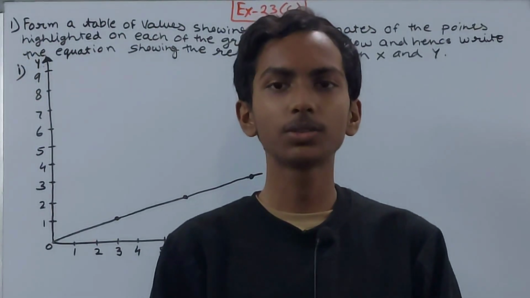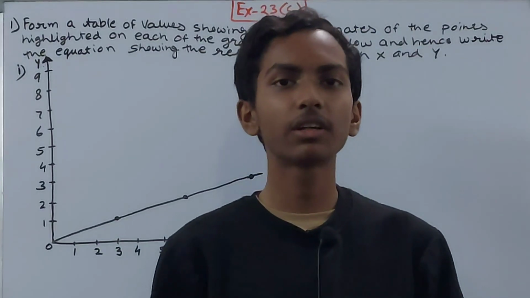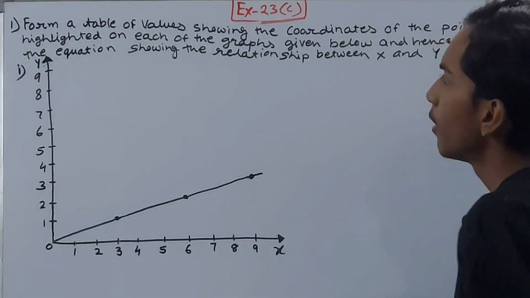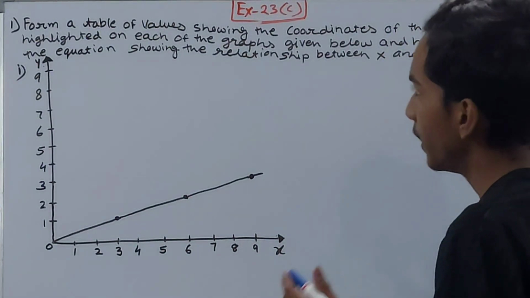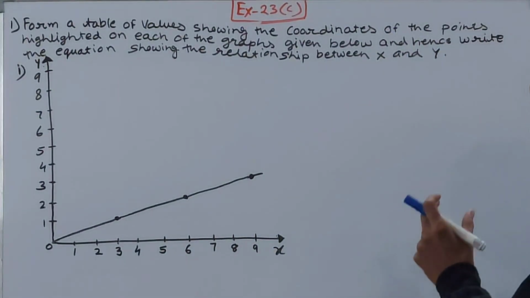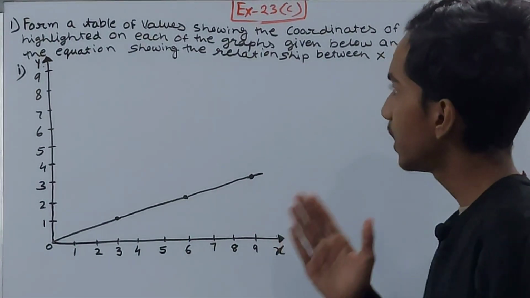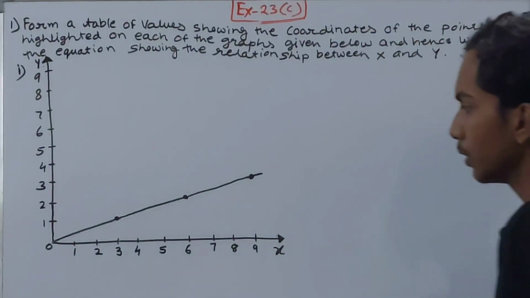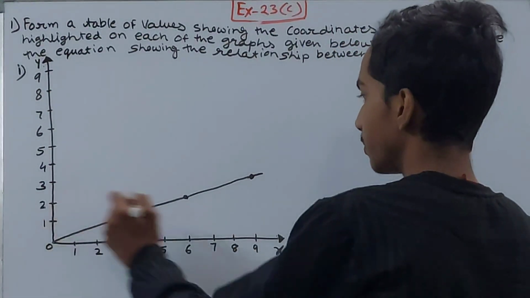In this video we are going to solve ICSE Mathematics Class 8 chapter number 23 Linear Graphs exercise 23C question number 1. It says form a table of values showing the coordinates of the points highlighted on each of the graphs given below, and hence write the equation showing the relationship between x and y. So we have this graph. As you can see, we have got some points marked on it.